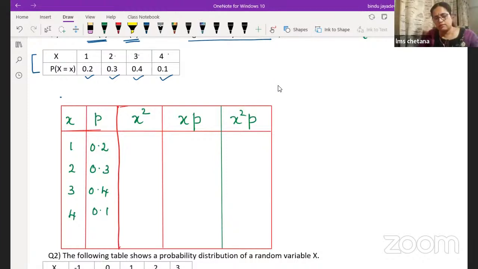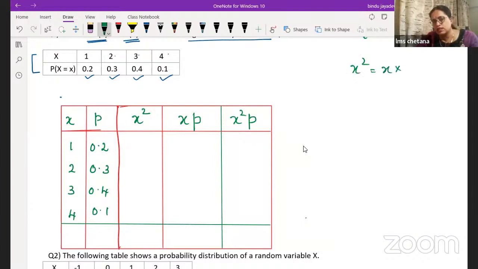The last one is completed here. Done. Columns are ready. You are finding the expectation of x and the variance of x. Just wait, I'll ask you the question. Now, x square. X square means x into x. What is x square? X into x, right?